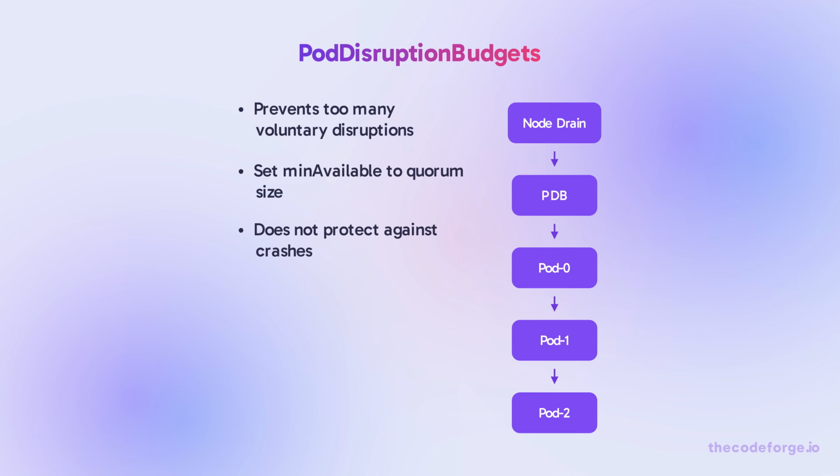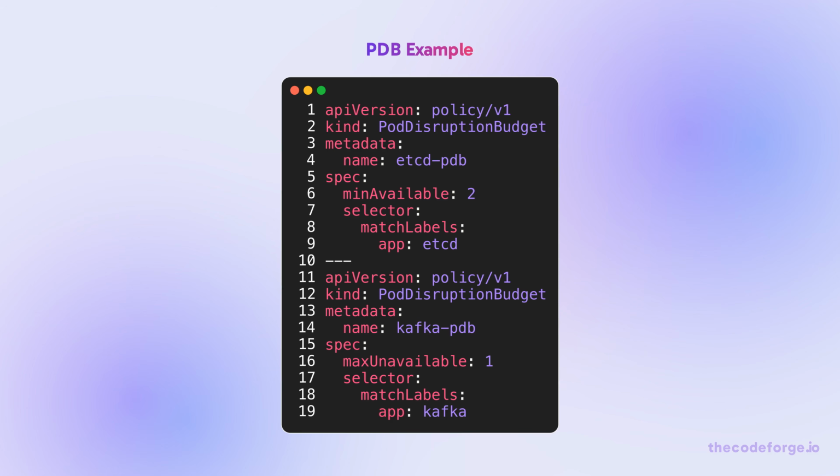PodDisruptionBudgets protect StatefulSets during voluntary disruptions like node drains. For a 3-node etcd cluster, set minAvailable 2 to maintain quorum. PDBs can use minAvailable or maxUnavailable. For etcd, minAvailable 2 ensures quorum. For Kafka, maxUnavailable 1 allows one pod down at a time.